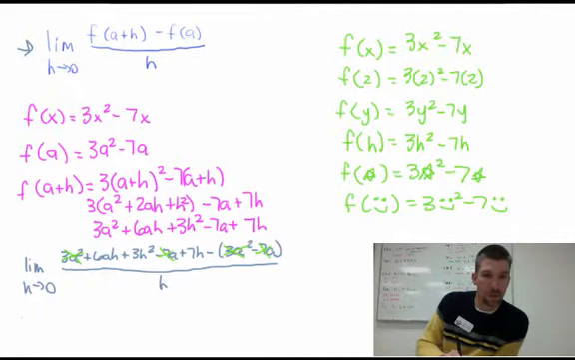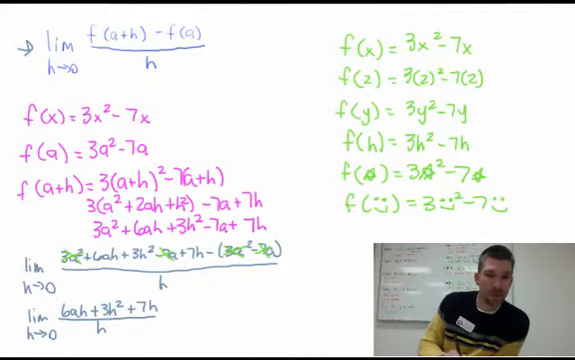And I'm left with the limit as h approaches 0 of 6ah plus 3h squared plus 7h, all over h. And hey, guess what? There's an h in every single term. Here's an h, here's an h, here's an h, here's an h. So actually what I'm left with is 6a plus 3h plus 7.